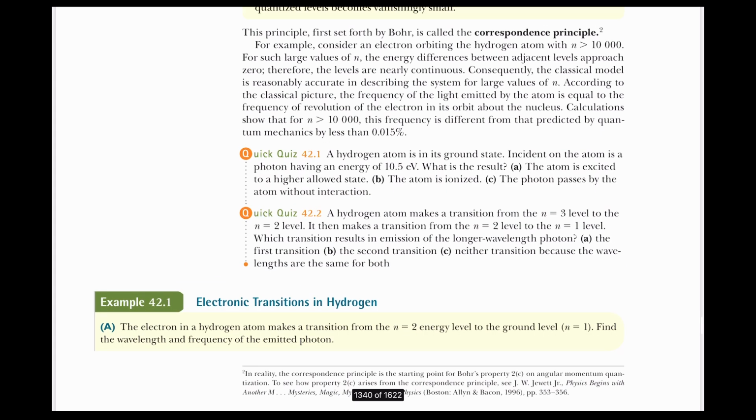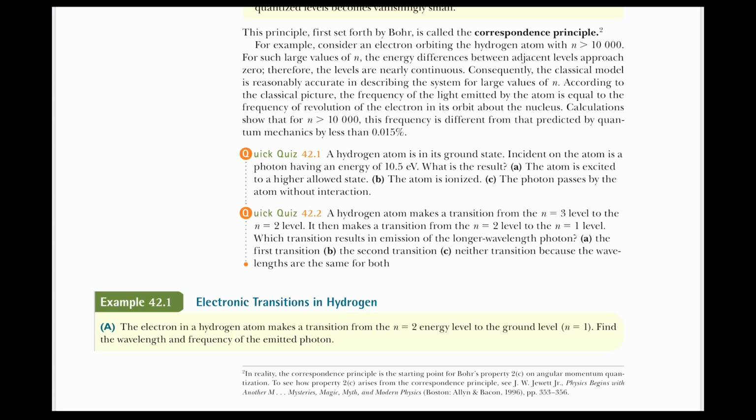And just below this, over here, we have a quick quiz and we have an example. So let's take a look at the quick quiz very quick. A hydrogen atom is in its ground state. Incident on the atom is a photon having an energy of 10.5 electron volts. What is the result? The atom is excited to a higher allowed state.